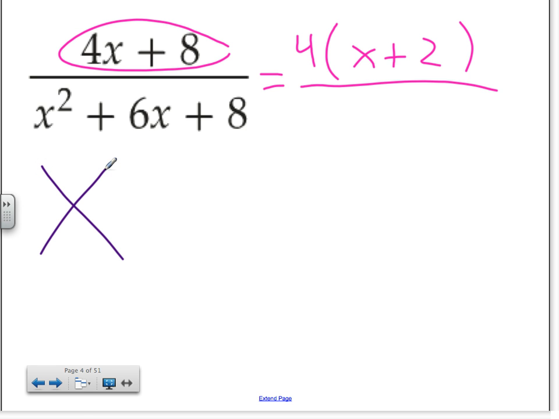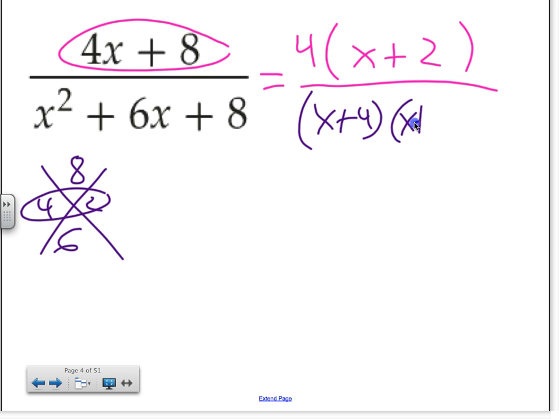So we set up an X right there, and what do we put on top? 8. Bottom? 6. This is where people struggle, finding the right pair of numbers that will give you a product of 8 and a sum of 6. 4 and 2. 4 times 2 is 8, 4 plus 2 is 6. We got that. Do we need a box for this? No, because it's a 1 x squared. We can certainly bypass that. And so I can just write it as x plus 4, x plus 2.